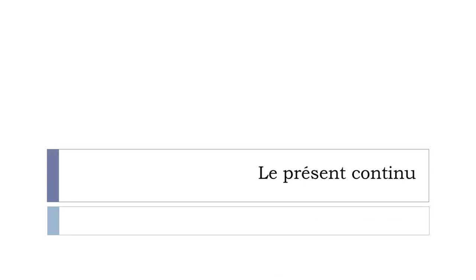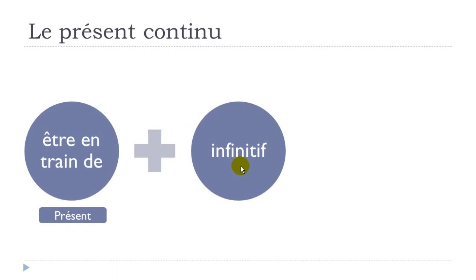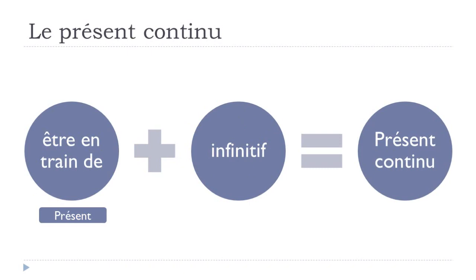Le présent continu. It's an interesting structure because it's the kind of structure that you can use if you want to insist on the fact that an action, or a process, is continuing at the time when you are speaking. The way to construct this is to use first the expression être en train de. You can see that here we've got the verb être, to be. This structure should be at the present tense, so you should conjugate your verb être at the present. Then you put the verb that you want to use in your structure. This verb should be in the infinitive form, the basic form of the verb, and it will give you the présent continu.